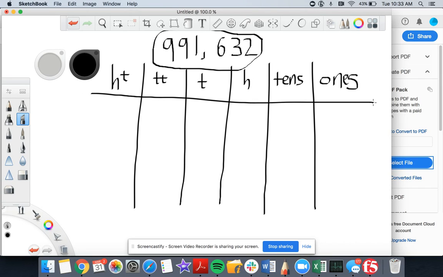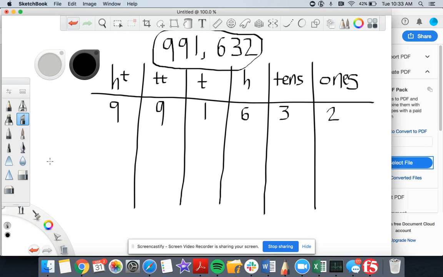And then our next step is always to place our number that we're looking at into this place values chart. So let's do that. So 2 goes into the ones, 3, 6, 1, 9, 9. Okay, so now I have my number 991,632 in my place values chart.